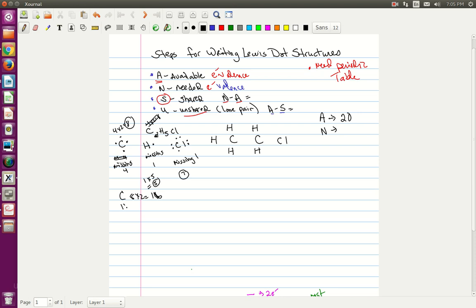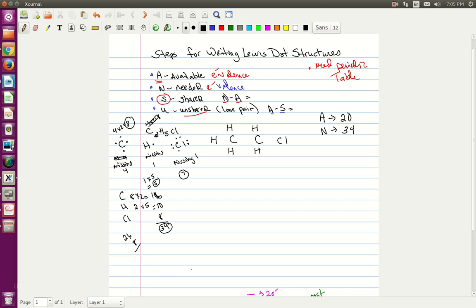And then hydrogen, every hydrogen needs 2 electrons, and we have 5 hydrogens, so that's 10 electrons. And every chlorine needs 8. So how many is that? Well, that's going to be 16 plus 10 is 26. 26 plus 8 is 34. Is that correct? We need 34 total electrons in order to make all this work.